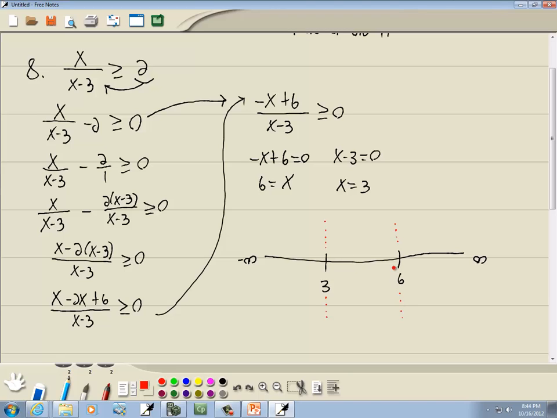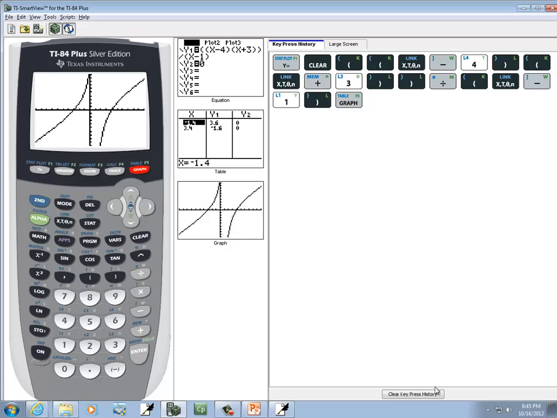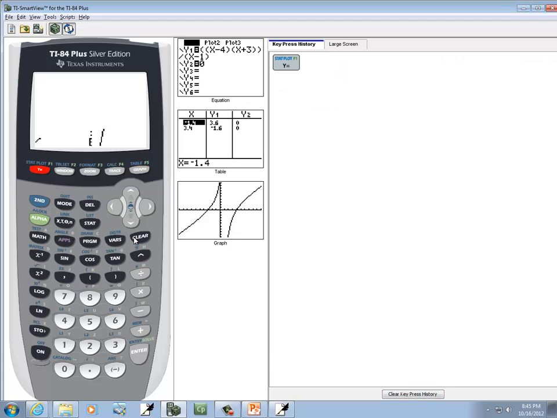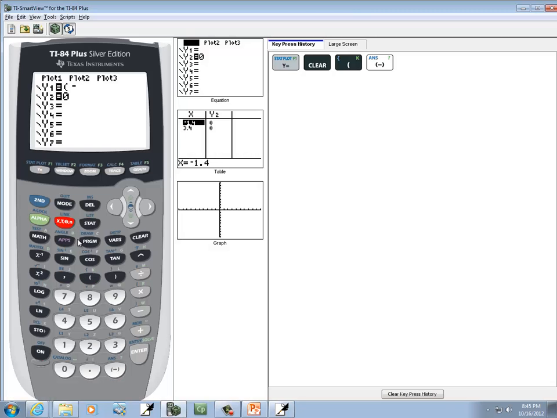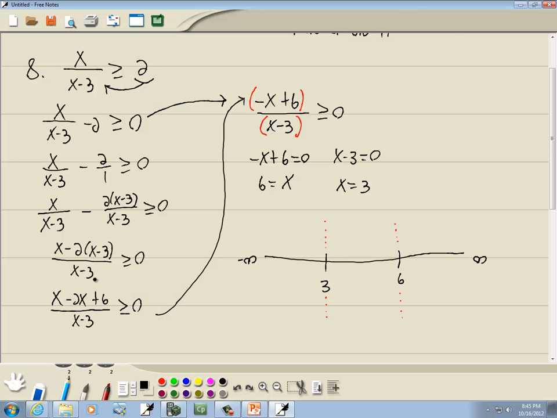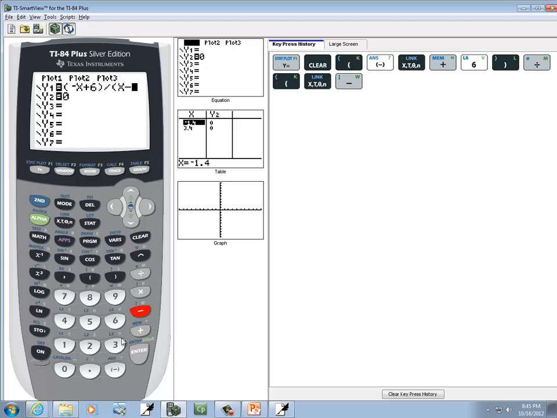Now we want to go graph it and see what it looks like. Basically, you can graph any of these where you have 0 on one side. I don't want to choose the first one. I could graph this, this, this, this, this. I'm going to choose this one because it's a single fraction. So we'll put parentheses around the top, parentheses around the bottom. So let's go put that in. So I'll press y equals, clear, do a beginning parenthesis, negative x plus 6, closing parenthesis, divided by beginning parenthesis, x minus 3, closing parenthesis, and then graph.